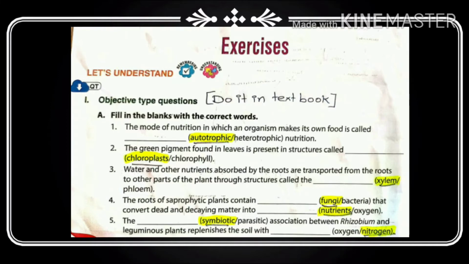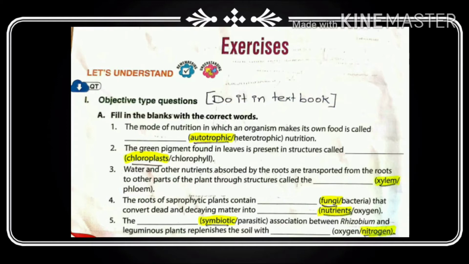Third is water and other nutrients absorbed by the roots are transported from the roots to other parts of the plant through structure called. So here we discussed 2 structure, xylem and phloem. Phloem is transporting food and xylem is transporting water. So what would be the answer? Yes, it is xylem.